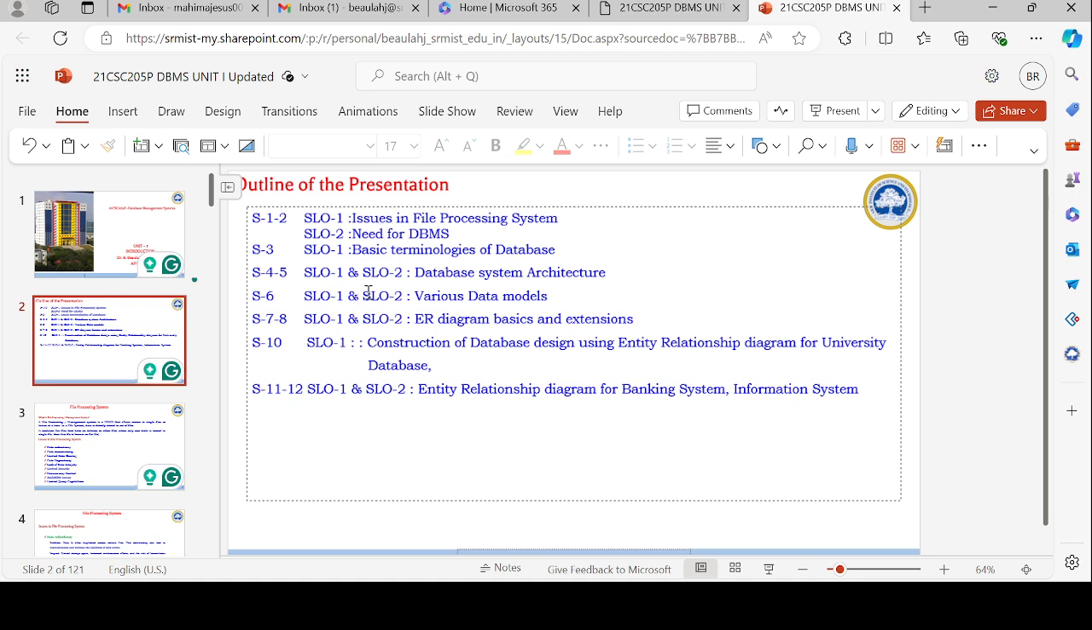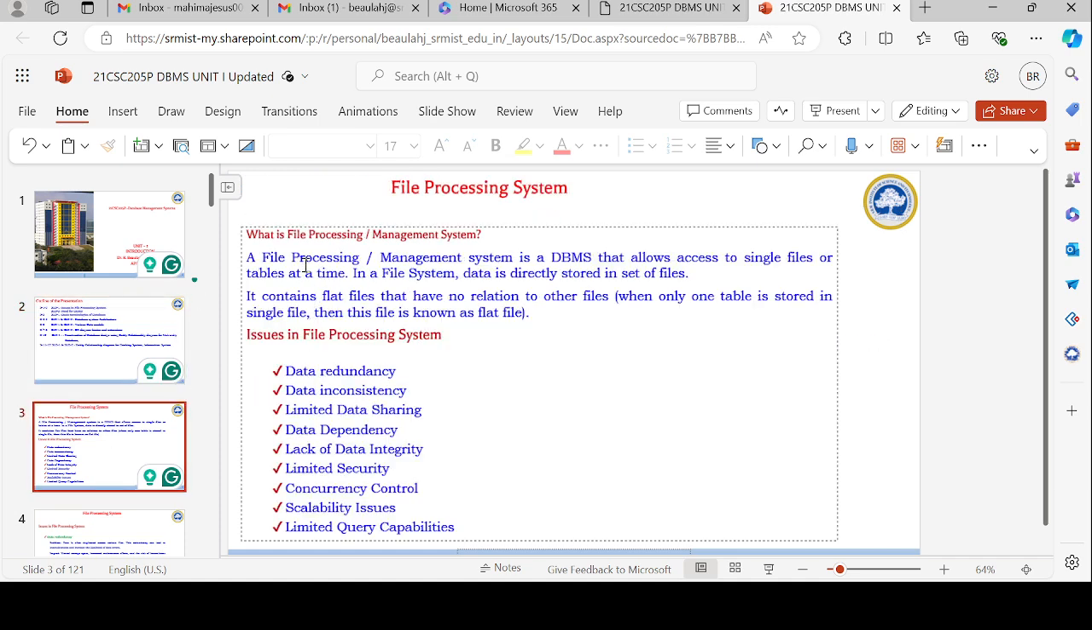That is, the first 3 sessions are about issues in file processing system, need for database management system, and basic terminologies of database. So here, what is a file processing system and database management system? A file processing system is a DBMS that allows access to single files or tables at a time. In a file system, data is directly stored in a set of files. It contains flat files that have no relation to other files.